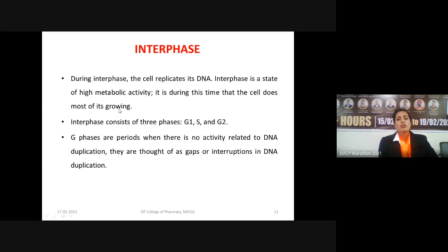So, what is the significance of these phases? G phases, G1 and G2. The term G stands for gap. So, these are the gap phases in which no multiplication occurs. And S stands for synthesis. In S phase, the synthesis of the DNA occurs. Thus, we can say the G phases are the periods when there is no activity related to DNA duplication, as it occurs during the S phase, that is the synthesis phase. Hence, these phases are thought of as gaps or interruptions in the DNA duplication. So, G phase denotes the gap phase.